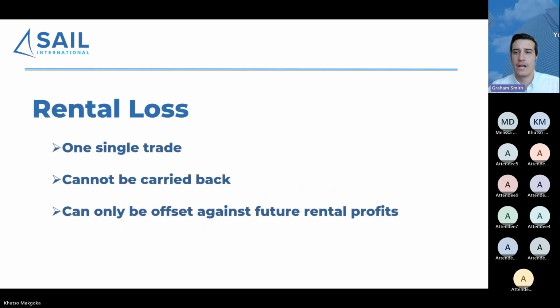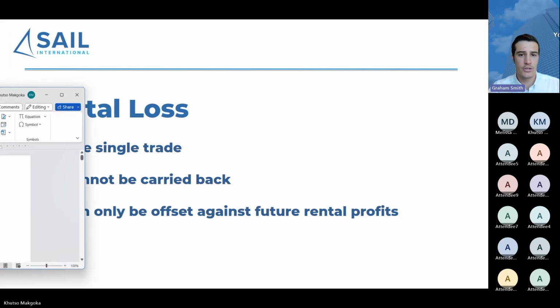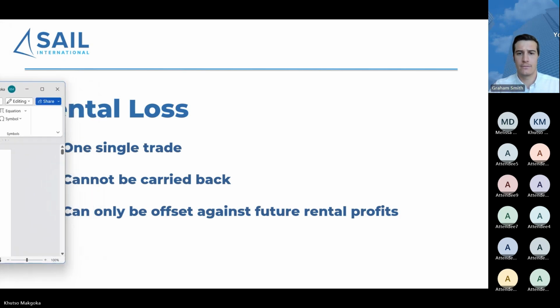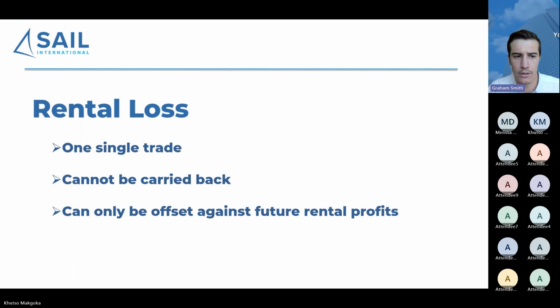Another important thing is rental losses. Your rental businesses, if you have multiple properties, are seen as one single trade. This doesn't include foreign properties, which we won't discuss in much detail, just referring to UK landlords, but those are also seen as a separate trade, but all UK property is one trade. Now your loss cannot be carried back. It can only be carried forward and offset against future years' rental profits.